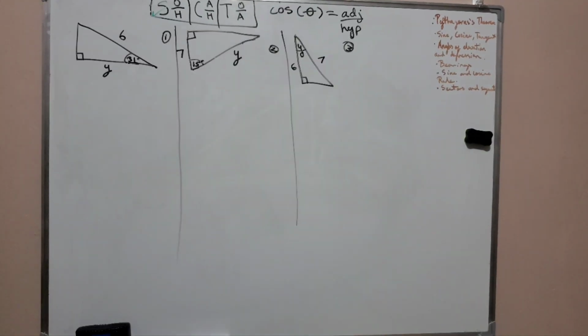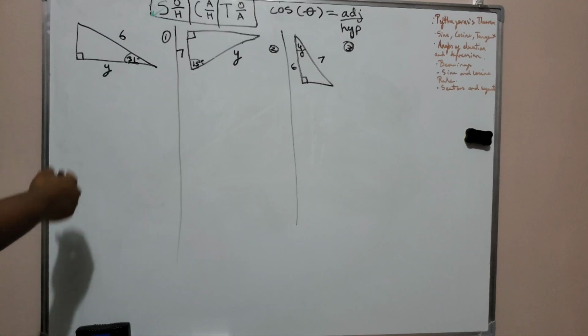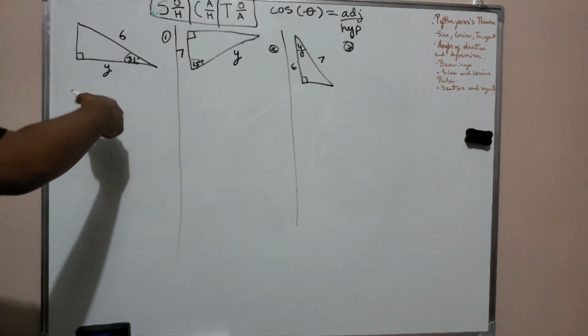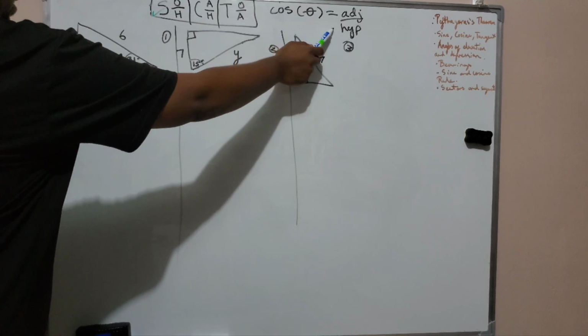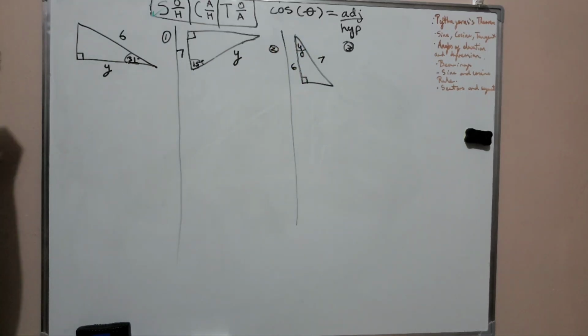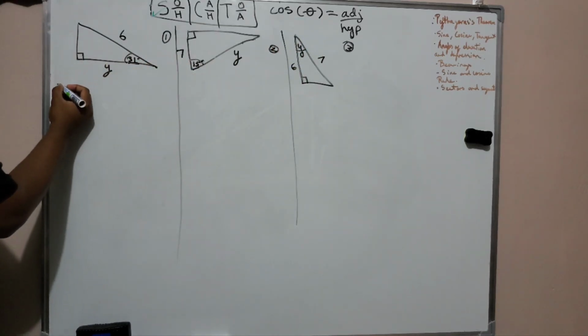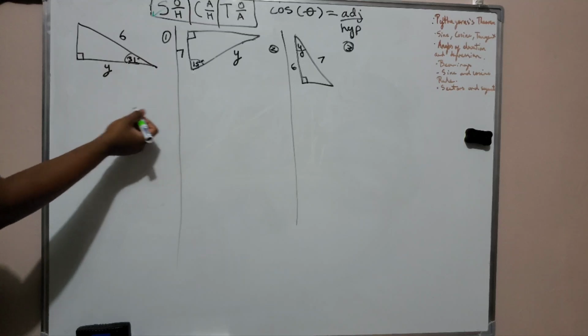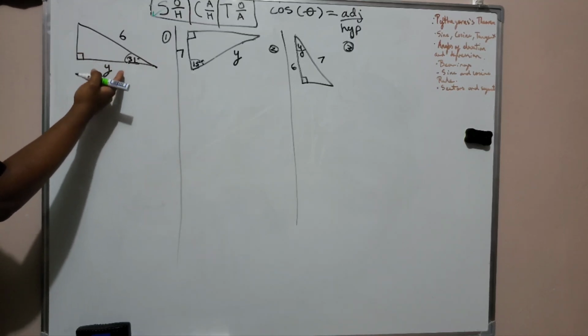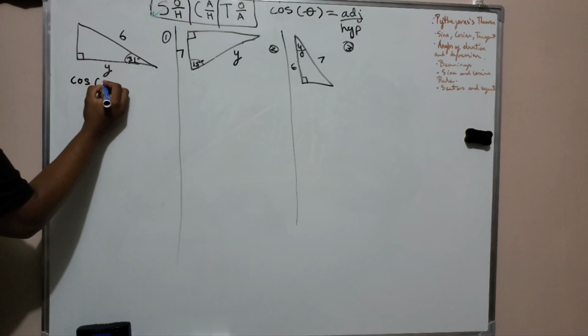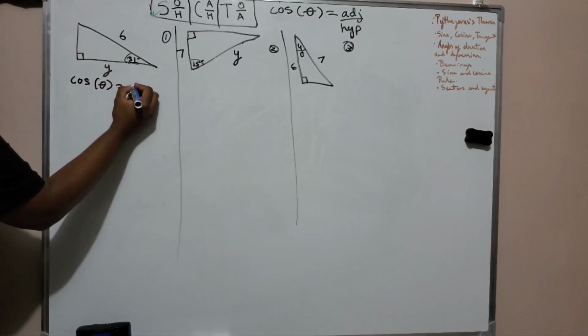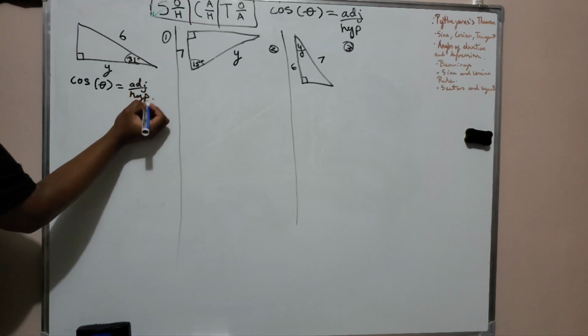Alright, so we have three examples here, and we gotta solve for the unknown sides or angles, right? So we're using this formula here. So let me just write out the formula for each of these examples. First, we will plug in what we know, and then we will solve for what we had to solve for. So cos of an angle is equal to the adjacent over the hypotenuse, right?